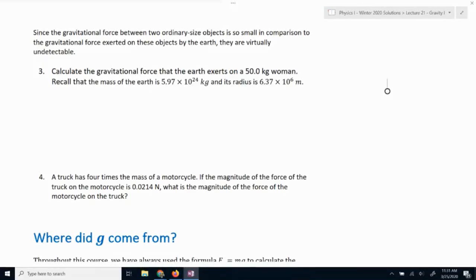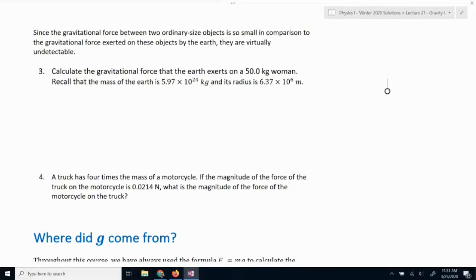Okay, since the gravitational force between two ordinary size objects is so small in comparison to the gravitational force exerted on these objects by the Earth, they're virtually undetectable. So meaning we don't really notice the force of attraction between us and our computer right now because the force between us and the Earth is so much bigger in comparison.